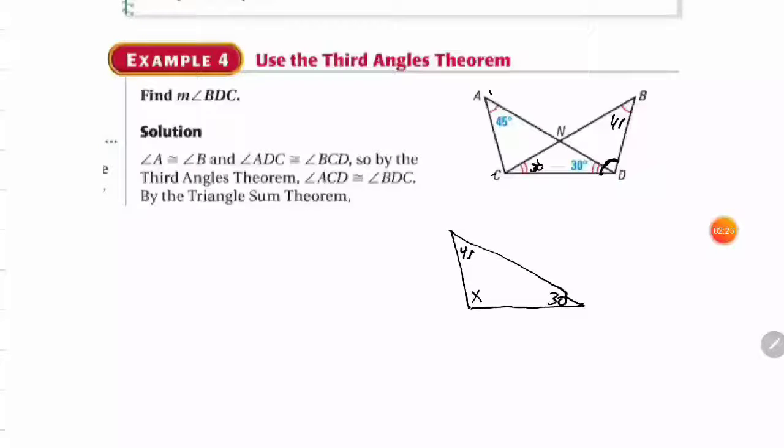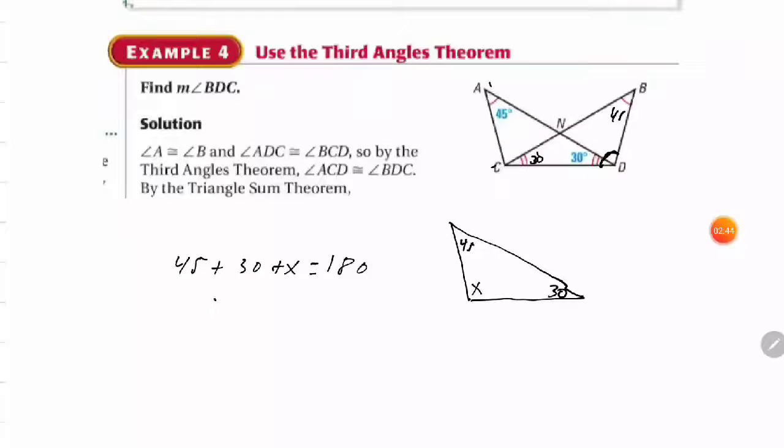So remember, thinking back, how do I find the third angle of our triangle? The three angles in a triangle add up to 180 degrees, so 45 plus 30 plus this x value equals 180. So I'm going to combine my like terms. I get 75 plus x equals 180. Subtract 75 from both sides and get x equals 105. So that's what x is, which was angle ACD.